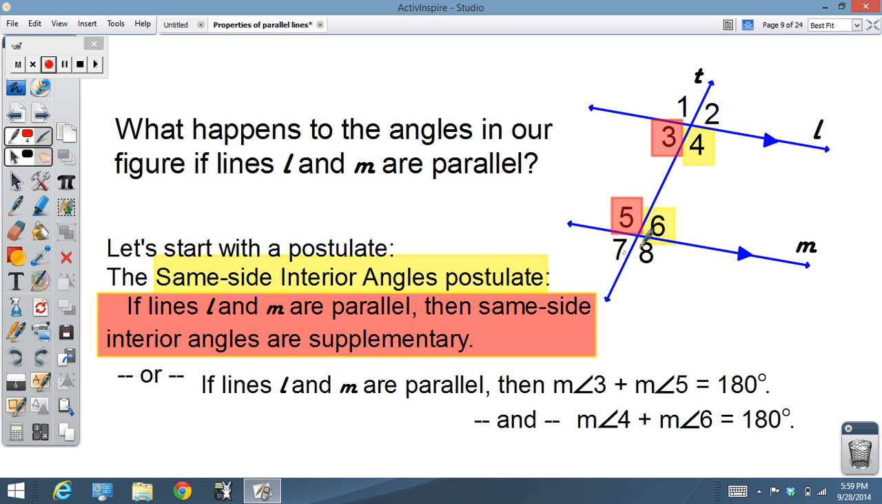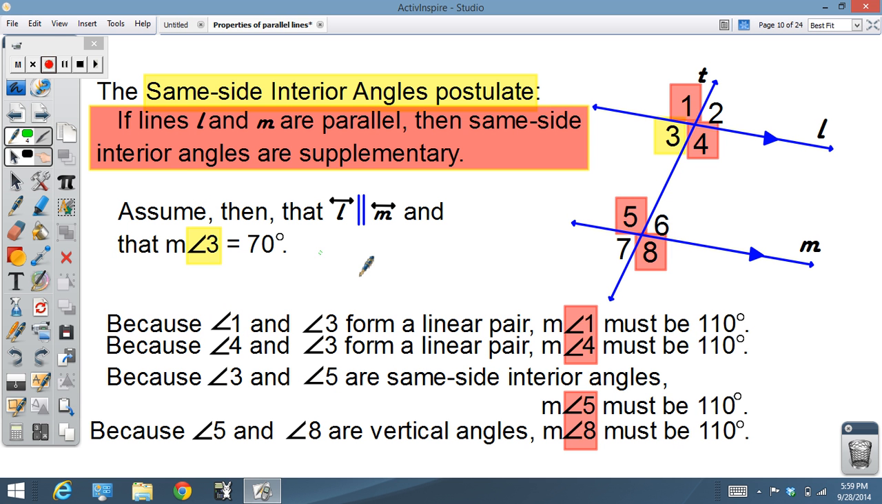In other words, angle 3 plus angle 5 adds up to 180 degrees. Angle 4 plus 6 also have to add up to 180. So this pair of same side interior angles adds up to 180, and so does this pair here. Good enough? All right, so let's look at what that means. Okay, using that postulate, let's just make an assumption that angle 3 equals 70, and I just kind of picked that at random. But if 3 equals 70, well, then look what we know.